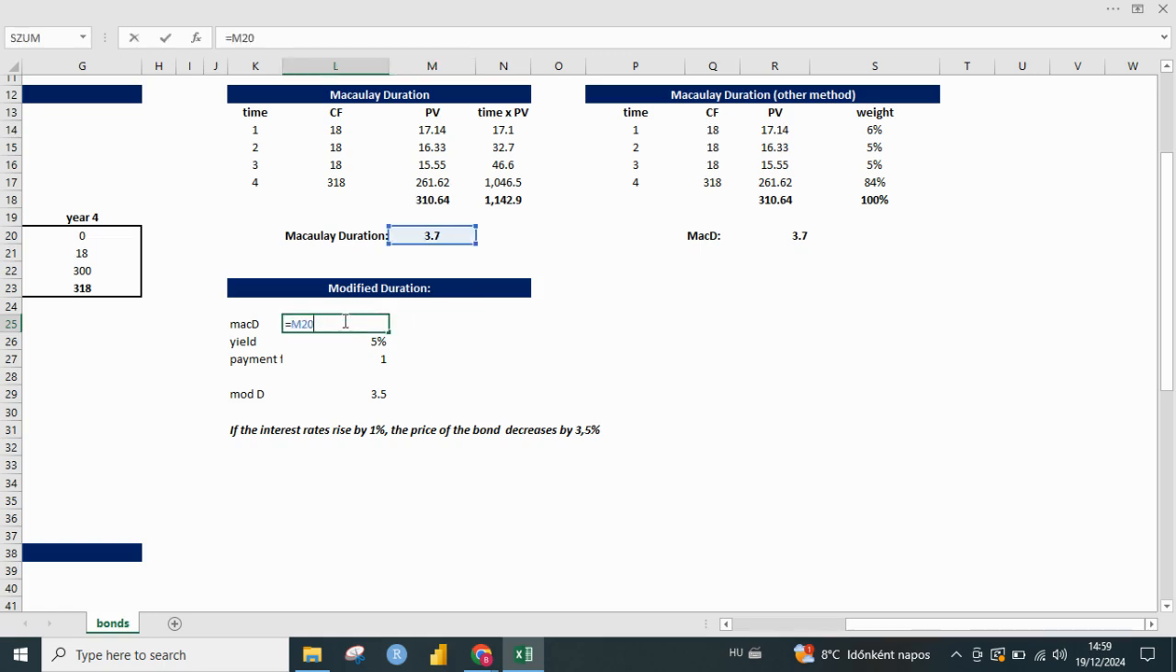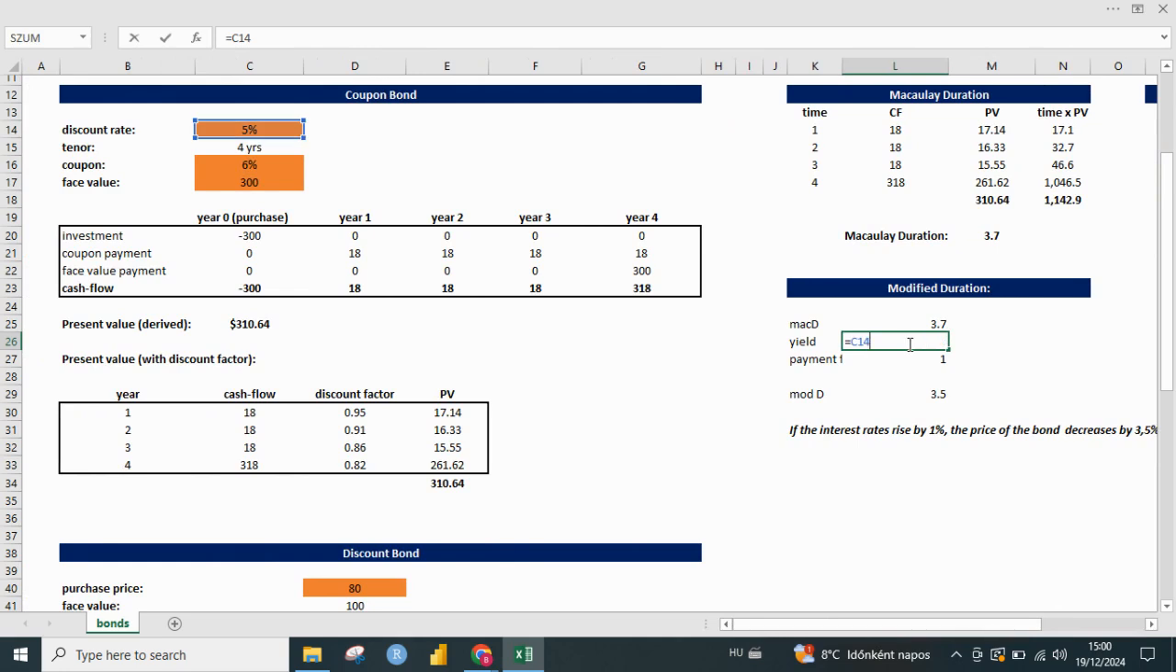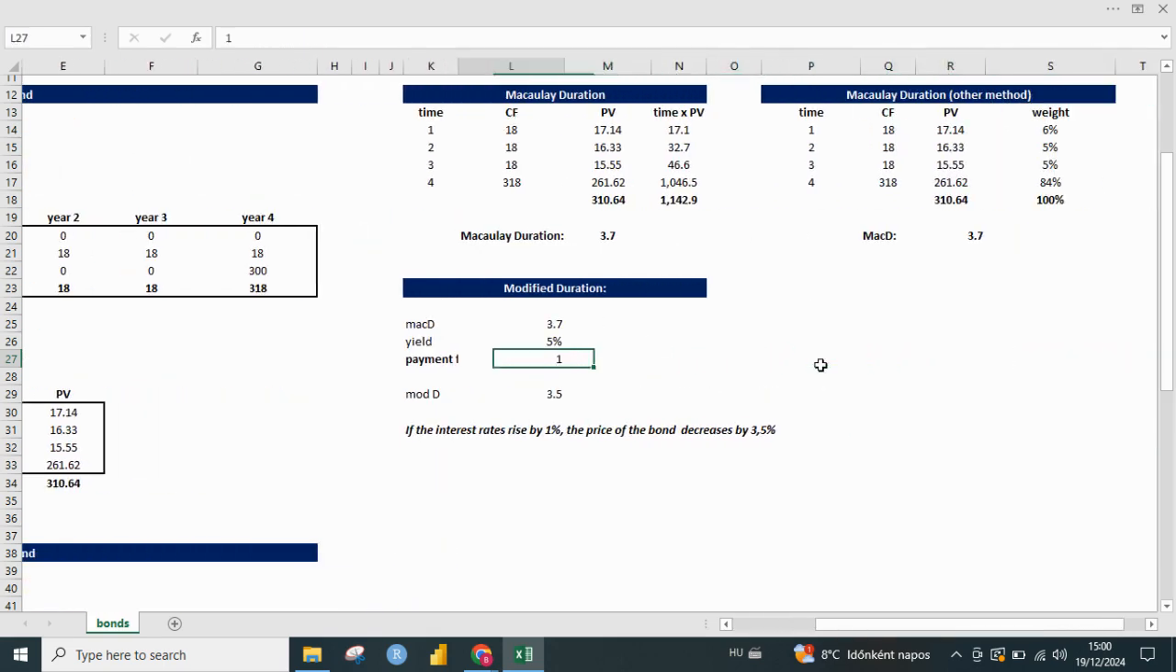So here I simply linked the MACD, which is the Macaulay duration. We have a yield, which is 5% and did not change from the beginning. As you can see, let's go a little bit to the other part, which is the discount rate, which we use for bond pricing. And here you cannot see, but now I highlighted that we have the payment frequency annually, which means that our bond pays once a year. So these are the three inputs that are really important for us to compute the modified duration. Here you can see the mod D.